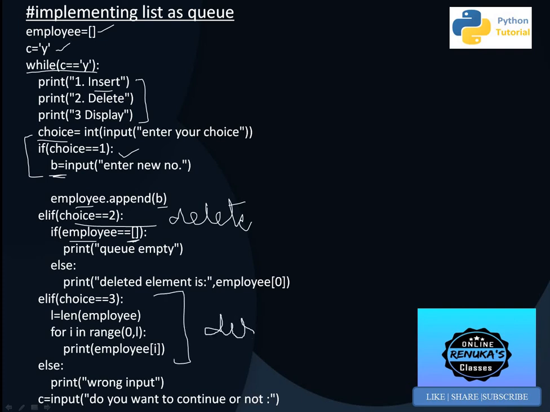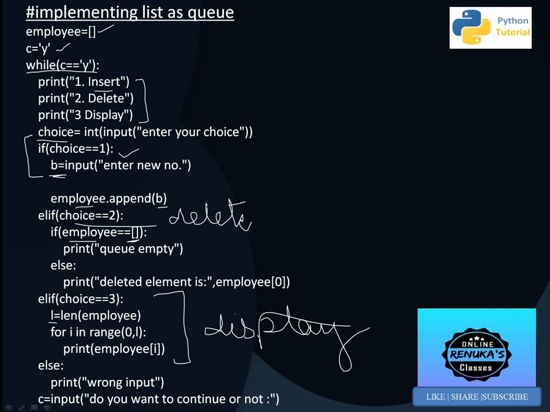Now after deletion, if we are displaying, then it will show us the list of items with removal of the first item. If we are removing the first item and then displaying, it will not show us that first item, it will show everything from the second to the last. So in display, first we will take the length of our list, then starting from i in range 0 to L, because we are starting from 0, so that's why it is L.